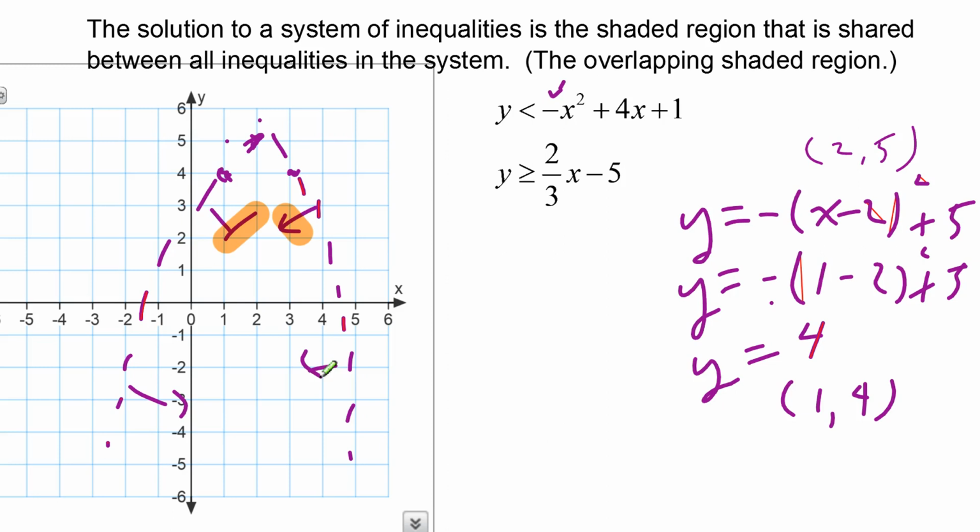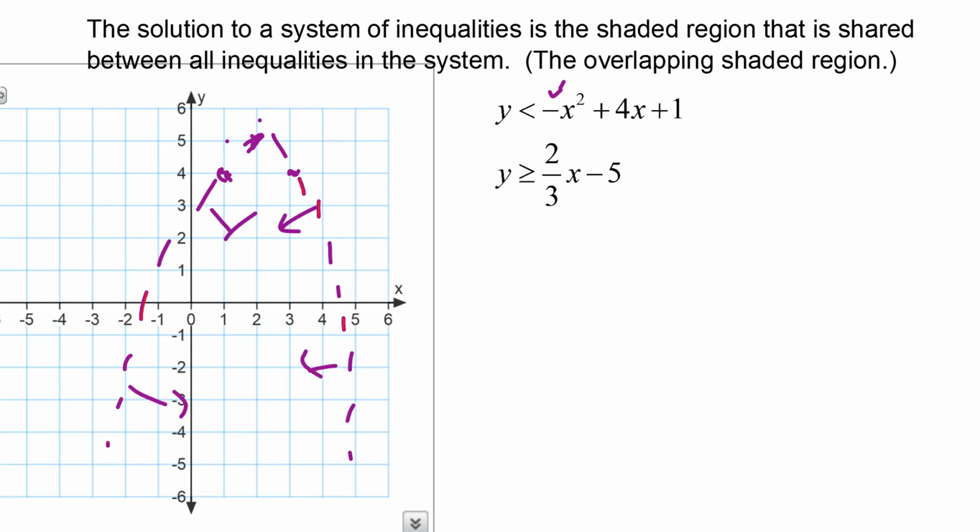Now I've got to consider the line. So let's take a time out while I clean up my board. And now let's graph my line, y equals 2/3 x minus 5. I know the y-intercept for this guy is negative 5, so it's down here. My slope tells me to rise 2 and run 3 spaces to get to my next point, and I can keep doing that until I get to this right here, and I get this line right there.